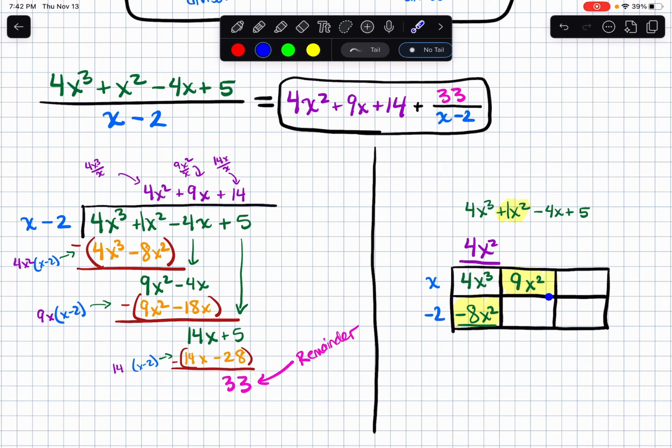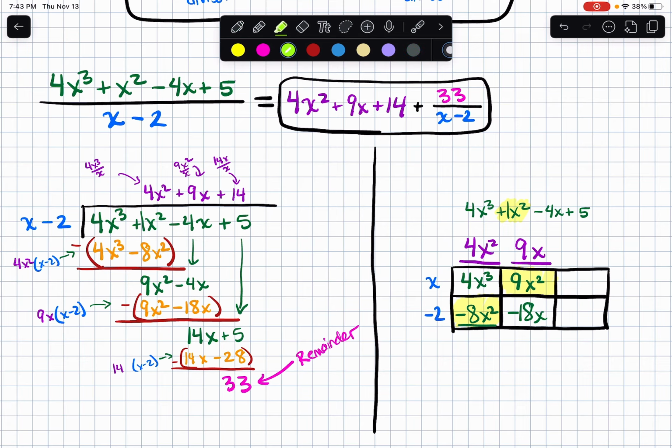Now that I have this quadratic piece, I can continue with my pattern. I can use that quadratic piece to figure out what goes up here. So 9x squared divided by x tells me that the linear term of my quotient in purple is going to be 9x, because I need 9x times x to give me this box, 9x squared. And now that I know my 9x, I can figure out this by doing multiplication. 9x times negative 2 gives me negative 18x. So you can see I'm kind of like working down a box, up a diagonal, down a box, up a diagonal. So at this point, I have negative 18x.